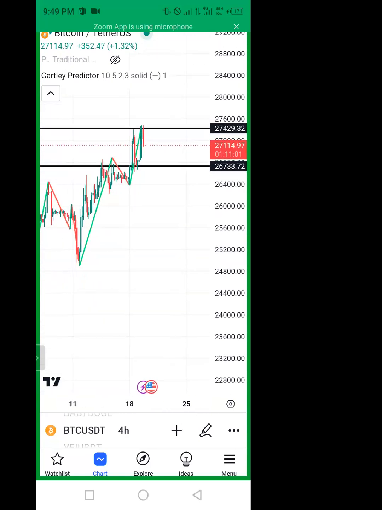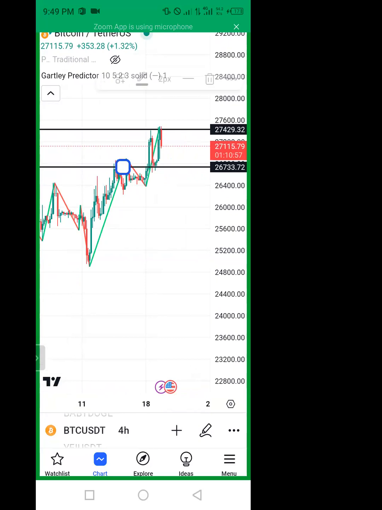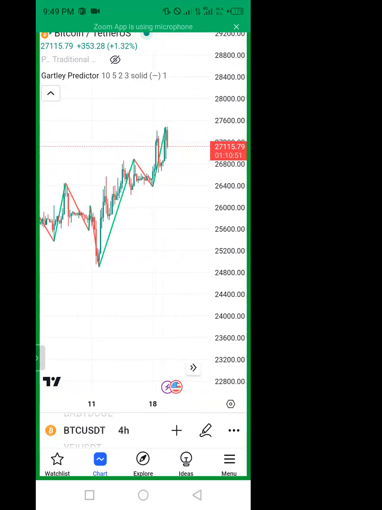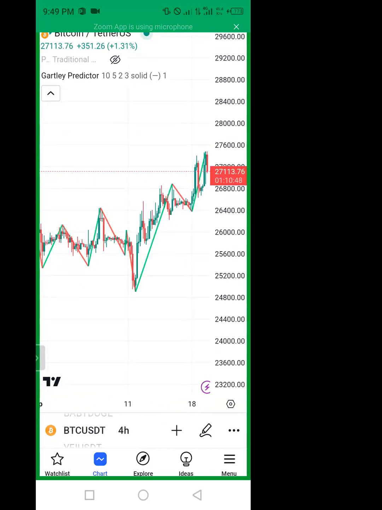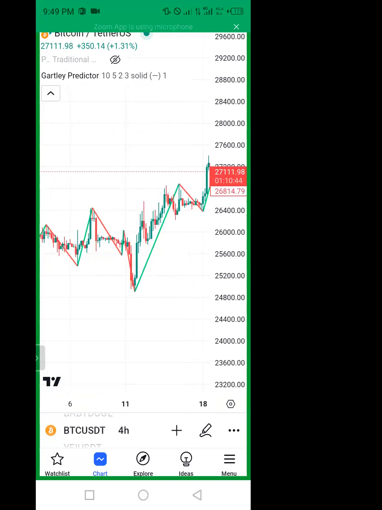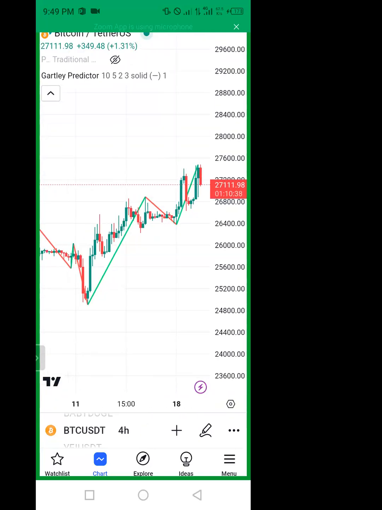It is this one. Let me remove my resistance and support so that we can be seeing the Gartley Predictor. Oh, Bitcoin did an inverted head and shoulders. This one is a shoulder, this is a head, and then this one is another shoulder.